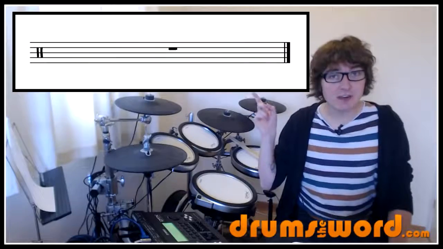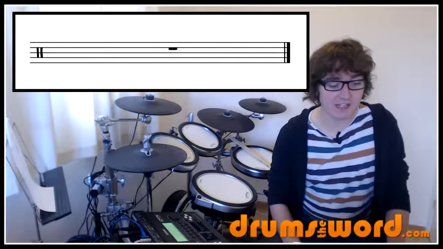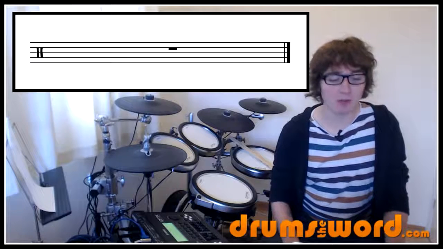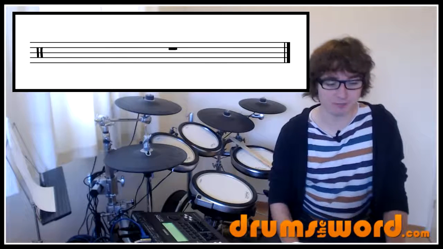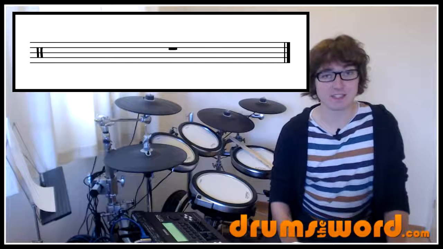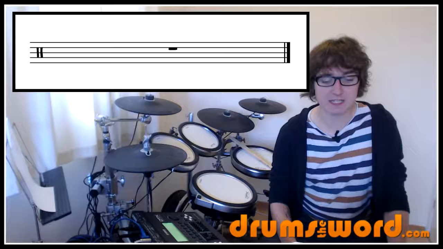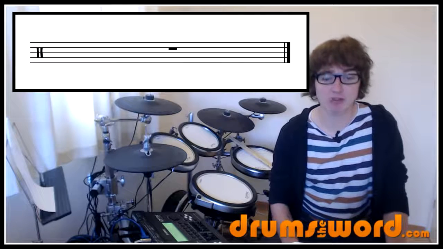Okay, so these 5 horizontal lines are called the stave. It's a stupid name, I know, but think of it as a frame upon which we can hang our music notes on. Each line represents a different drum or cymbal on the drum kit. Just like for written guitar music, each line represents a different string.